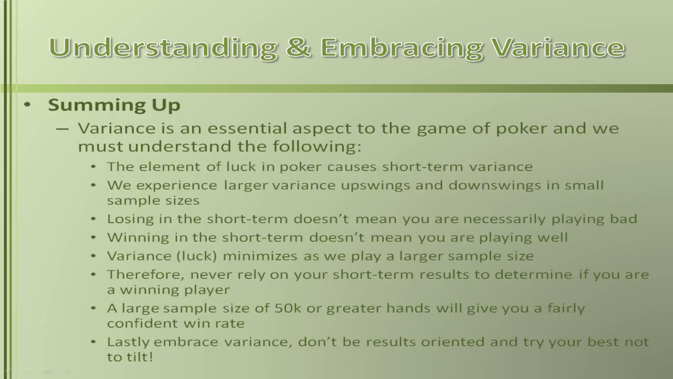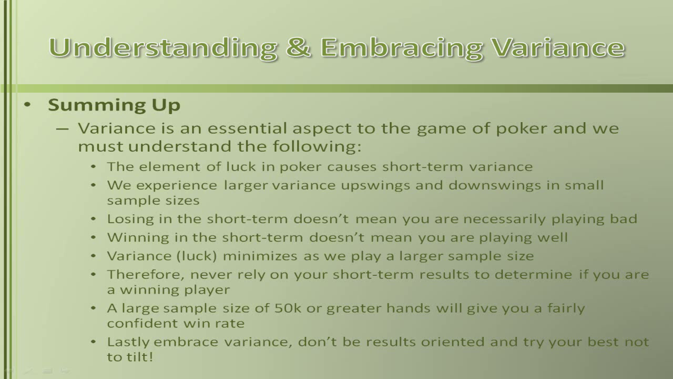So let's go ahead and sum up this lecture. I think I covered a lot of different topics, but I think it's very important to understand variance and embrace it. So first of all, variance is an essential aspect to the game of poker, and we really must understand it, right? The element of luck, the randomness of the cards, really causes short-term variance, right? That's really going to determine how well we're doing in terms of if we're running good or running bad. When we experience larger variance upswings and downswings, we will see those in small sample sizes, but as you play more, they're really going to be diluted, right? And I showed that both in my sample of my database on my winnings as well as that coin flip scenario. Also, remember, winning and losing, if you're running good or running bad, really doesn't mean you're playing badly or playing well. It's really determined based upon variance itself as well.